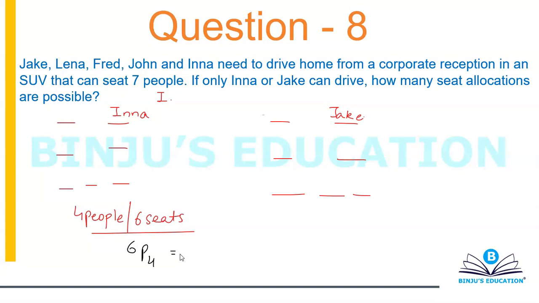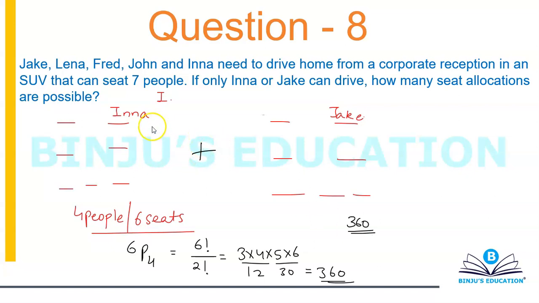So it's simply 6P4, which will come out to be 6 factorial by 2 factorial. That is 3 into 4 into 5 into 6. So this is 12, this is 30, this will become 360. And same thing I can say when Jake is driving, again you're going to have 360 cases, because again you'll be left with 4 people and you need to arrange them on 6 remaining seats, that's 6P4. And you're going to add the 2 cases because it's either Ina driving or Jake driving, so the total will be 720.